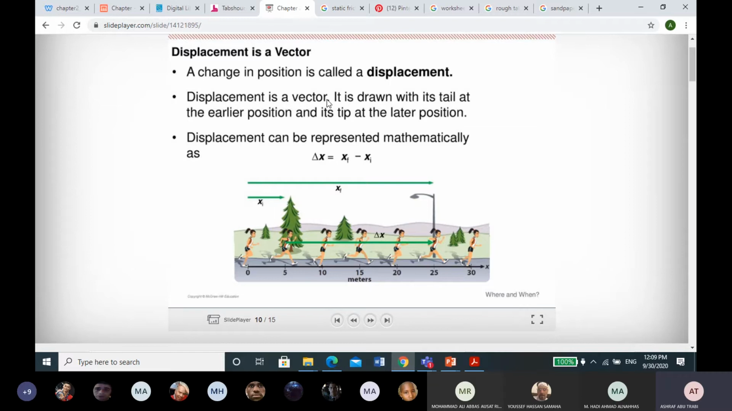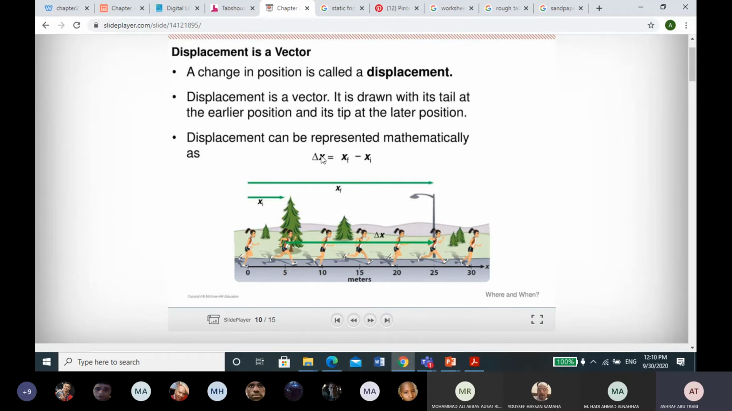Displacement is a vector. It is drawn with its tail at the earlier position and its tip at the later position. You all know what the tail and the tip are. This is the tail of a vector and this is the tip of a vector, or we call it head and tail. Displacement can be represented mathematically by delta x.